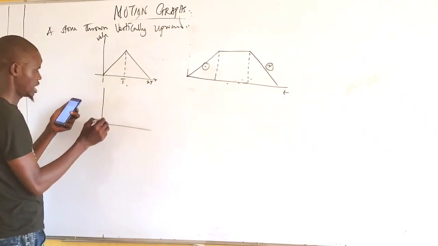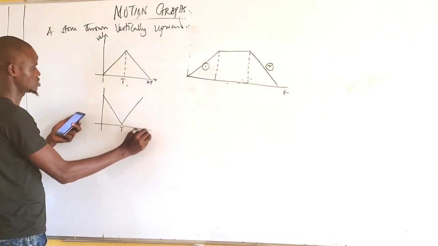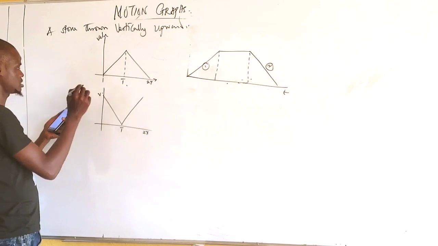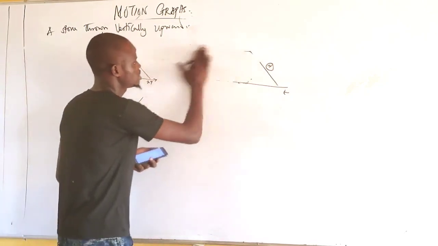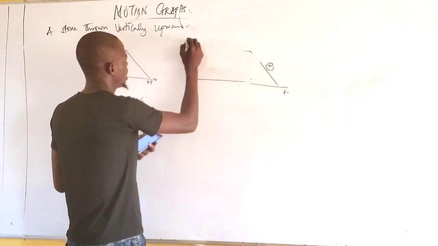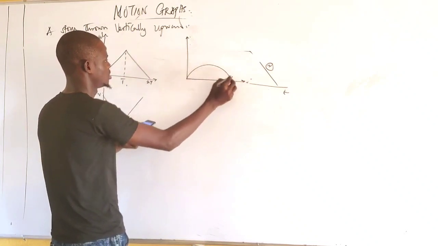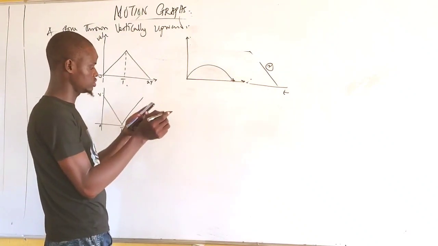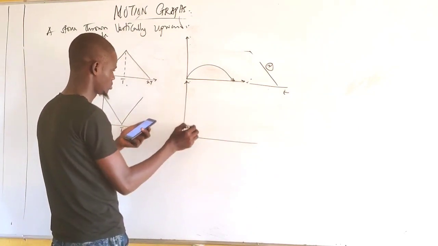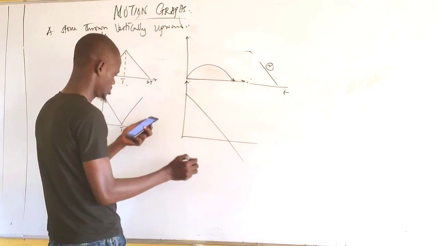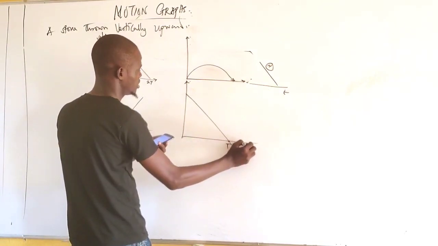Option B, I have something of this kind. This is t, this is 2t, this is my velocity, and this is the zero origin. Option C, I have something of this kind. I'm going to be analyzing each of these for you. Now, option D, I have something of this kind, where it crosses the x-axis, and then I have 2t.